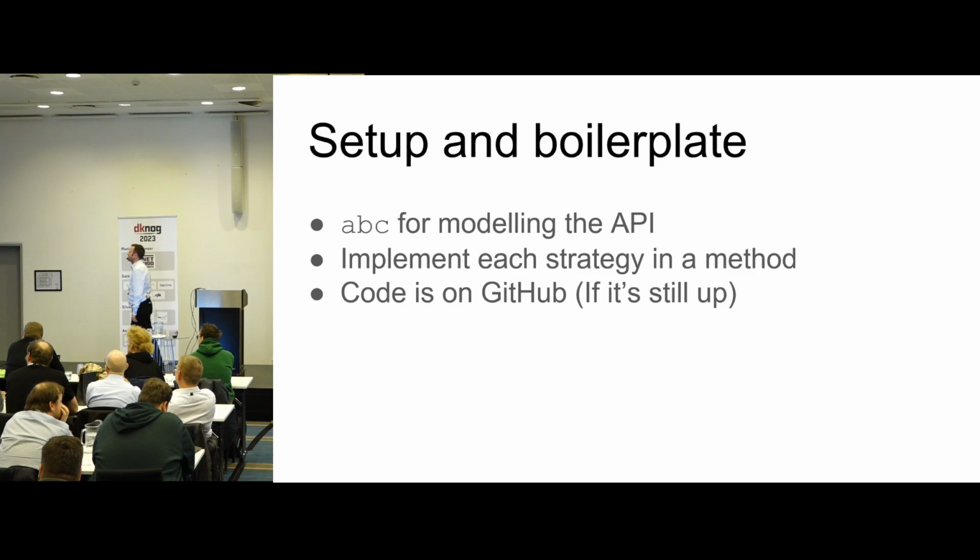So very quick setup. I'm going to use ABC, which is in the Python base library. It is called abstract base class. It's a way to describe what the functions are going to look like. We're going to implement one function for everything I've mentioned. And code is on GitHub, if GitHub is up and accessible via v6. Sorry.